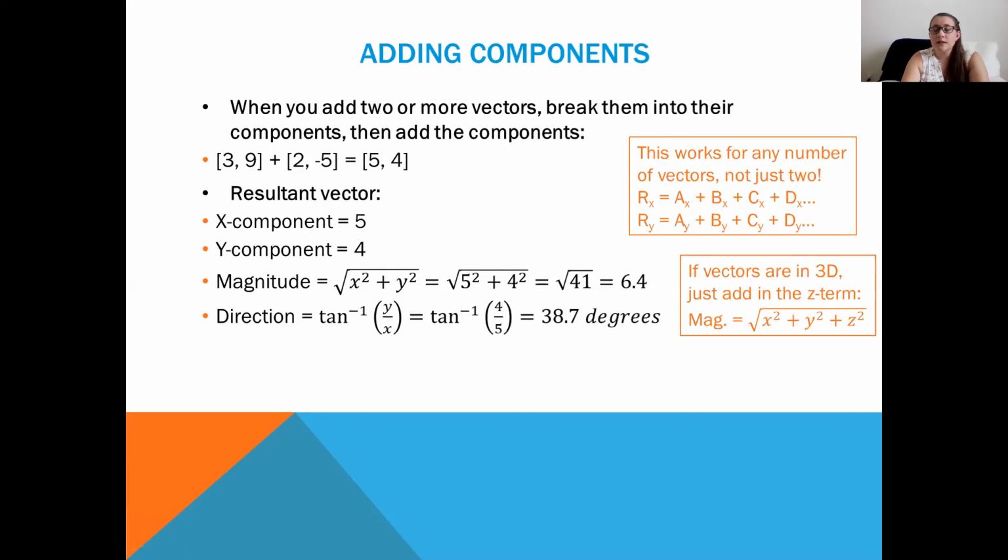Okay, so these things work no matter how many vectors you have. If you have 3 vectors or 4 vectors or 5 vectors, the same rules hold. You add together all of the x components, add together all of the y components separately, and that will give you the components of that resultant vector. If it's in 3 dimensions, you would adjust this equation a little bit and do the square root of x squared plus y squared plus z squared.